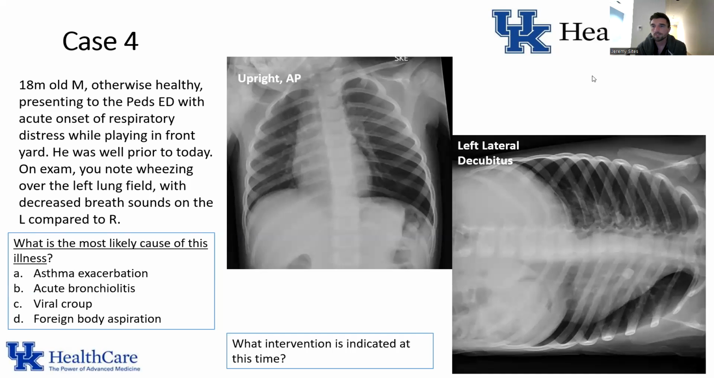Case number 4, 18-month-old male, otherwise healthy, presenting to the Peds ED with acute onset respiratory distress while playing in the front yard. He was well prior to today. On exam, you note wheezing over the left lung field with decreased breath sounds on the left compared to the right. What is the most likely cause of this illness? Asthma, bronchiolitis, viral croup, or foreign body aspiration?